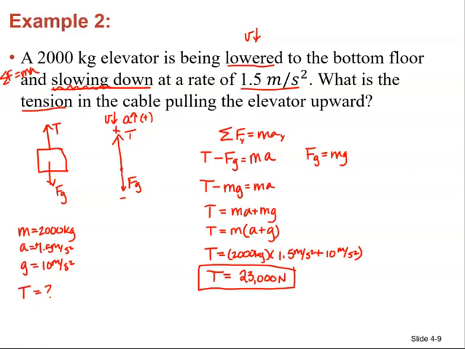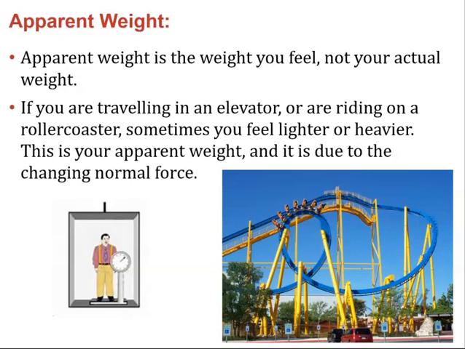velocity, or if it had been at rest. And that is because of something called apparent weight. Apparent weight is the weight that you feel, not your actual weight, when you are accelerating. If you are traveling in an elevator or riding on a roller coaster, sometimes you feel lighter or heavier depending on how you're actually moving. This is called your apparent weight. It's the weight that you appear to feel, and it is due to how the normal force changes.